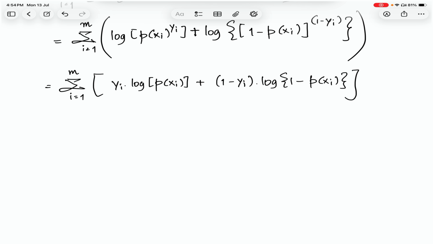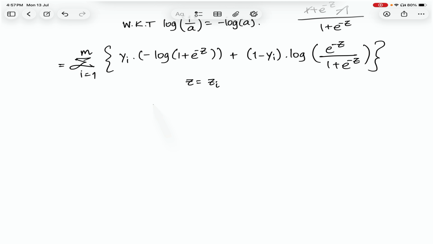And once this is done, we know that log of a over b is log a minus log b. So let's just apply that here. It should give us summation through i of minus yi log of 1 plus exponential negative z plus 1 minus yi times log of exponential negative z minus log of 1 plus exponential negative z.